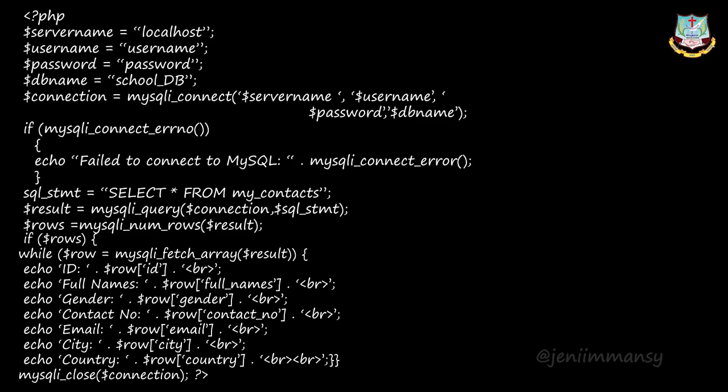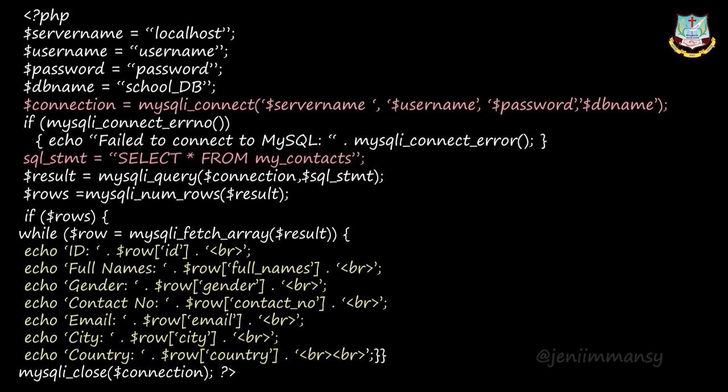For that, while row is equal to, inside this if statement we are giving a while, and we are giving an array. Array means we will have so many variables, right? So inside this we are giving ID, name, gender, contact number, email ID, city, country. Likewise, you can write your own program, right? Just see this concept and try to create your own program.